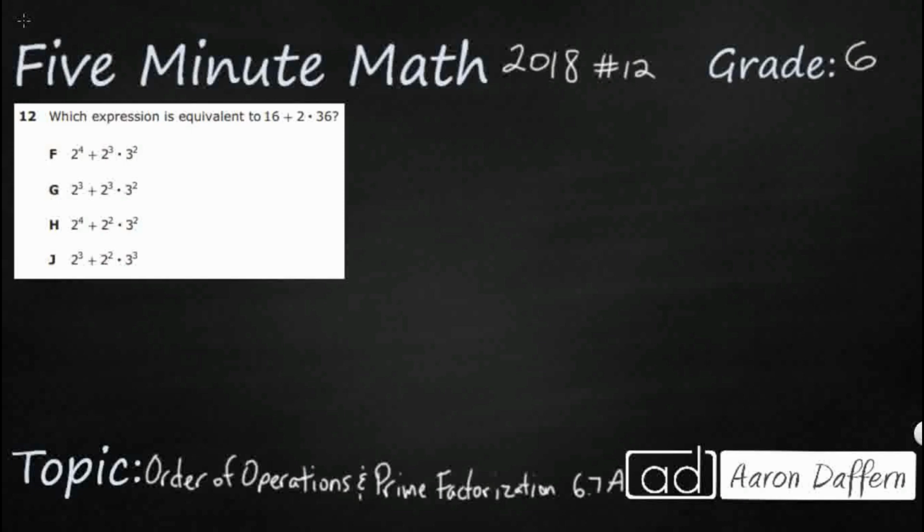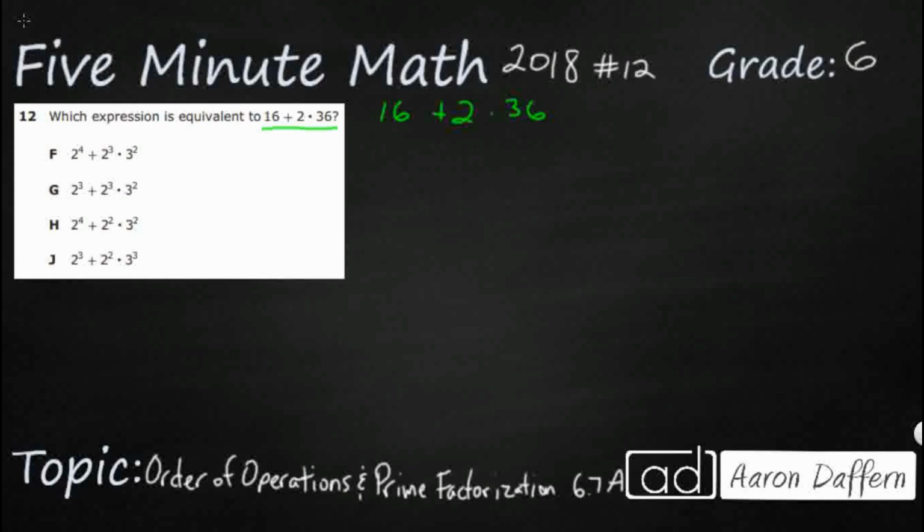So we have an expression up here, 16 plus 2 times 36, and we need to find an equivalent expression. If you notice, each of our answer selections, F, G, H, and J, are given to us in a prime factorization. So there's actually two different ways that we can solve this. First, let's just do a prime factorization of what we have here. 16 plus 2 times 36.